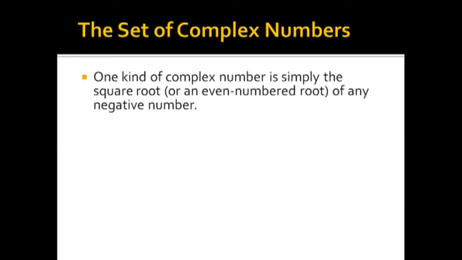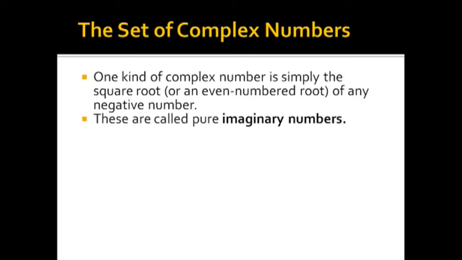So one kind of complex number is simply the square root, or an even numbered root of any negative number. A cube root won't work because you will get a real number back out. So it doesn't quite work. But if you take a square root, a fourth root, a sixth root, you will get a number that is complex if there is a negative number under the surd.